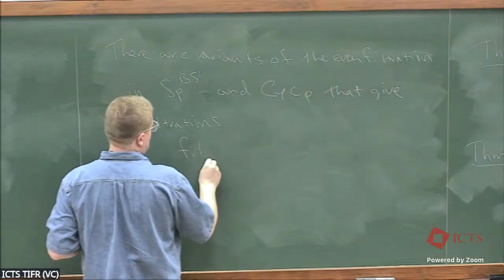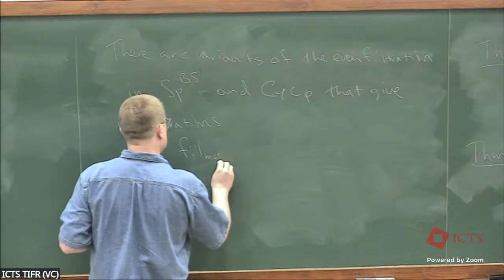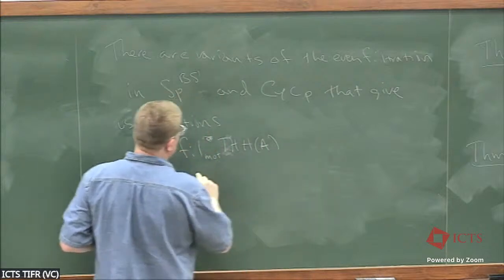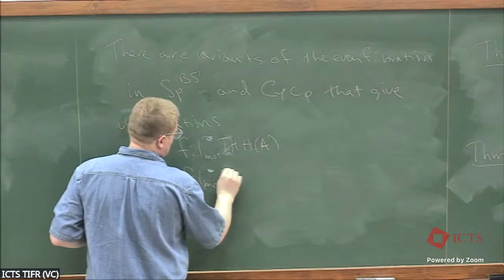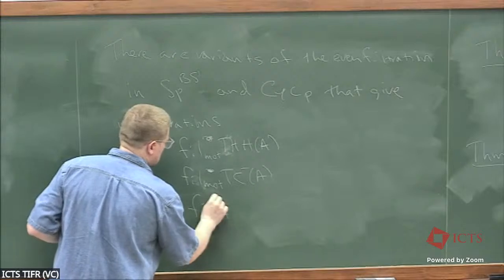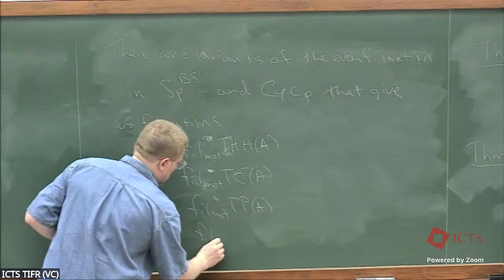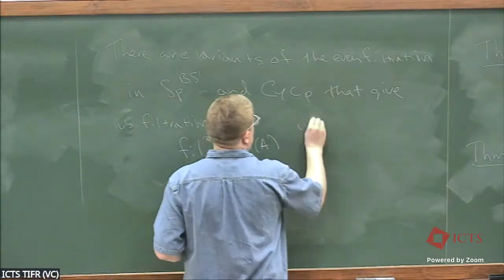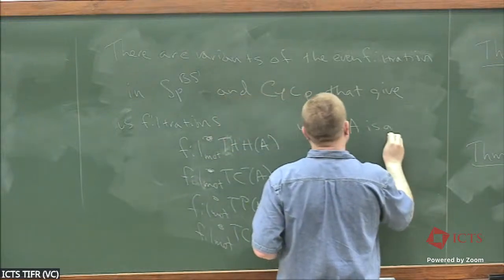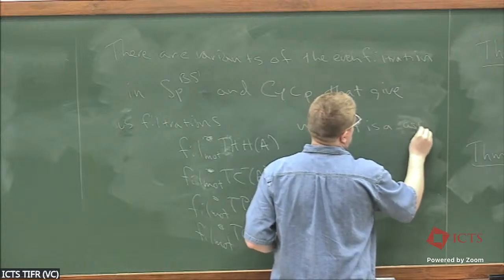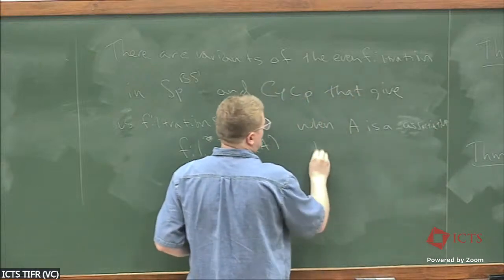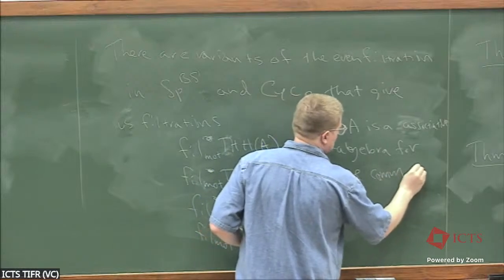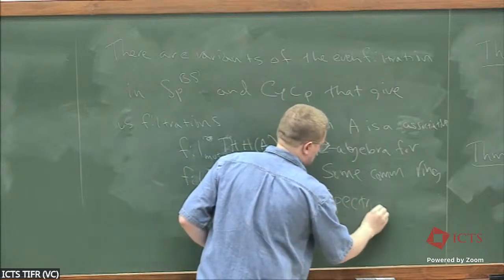So there's going to be some kind of Fil^mot. How do I want to describe it? So there's going to be Fil^mot of THH of A, Fil^mot of TC^- of A, Fil^mot of TP of A, and Fil^mot of TC of A. So when A is, we just need an E1, or let's say, associative R-algebra for some commutative ring spectrum R.